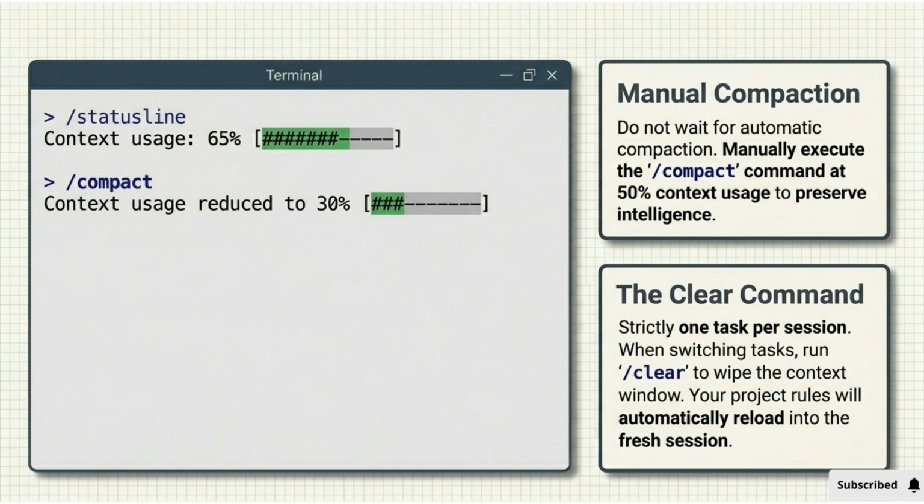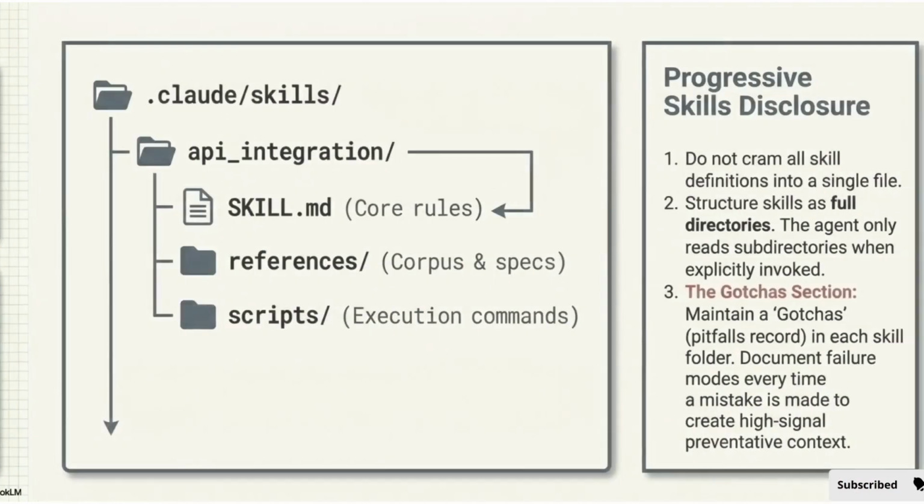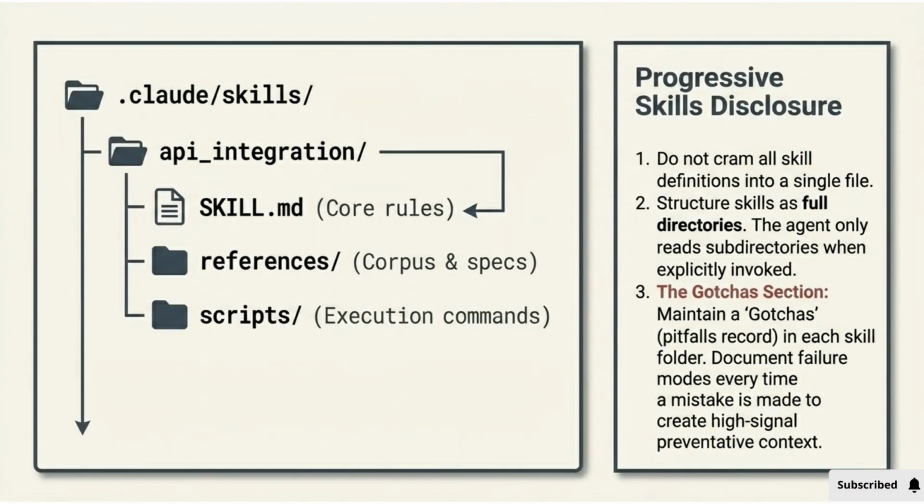Execute the /compact command manually at 50% context usage to preserve intelligence. Also, use the /clear command when switching tasks to wipe the context window and start a fresh session. Practice progressive skills disclosure by structuring skills as full directories. This ensures the agent only reads subdirectories when explicitly invoked. Document failure modes in a gotcha section for preventative context.